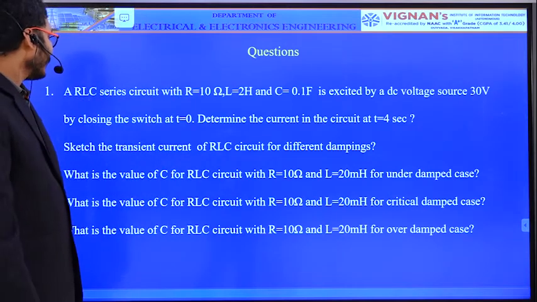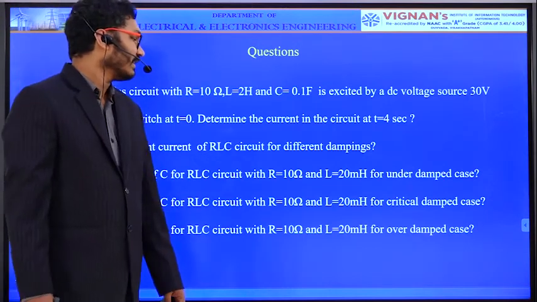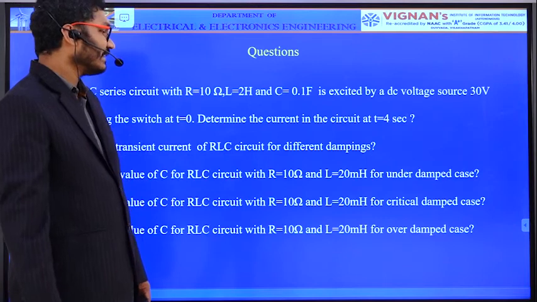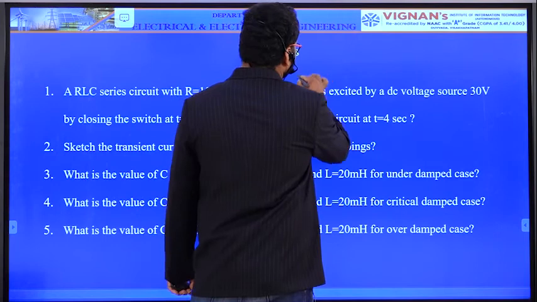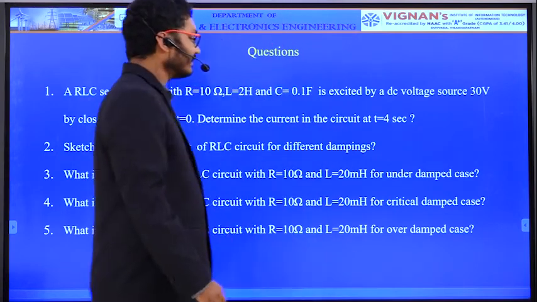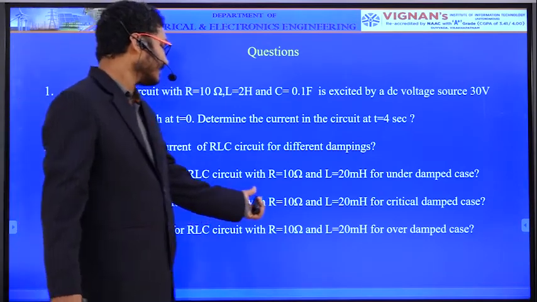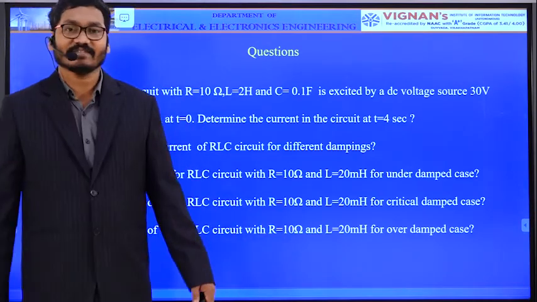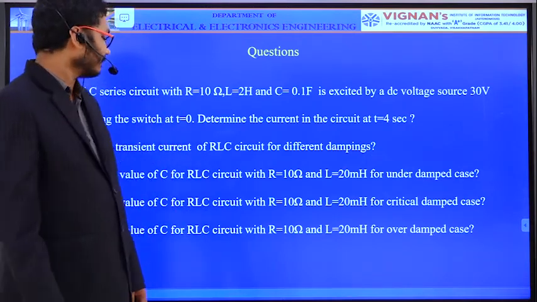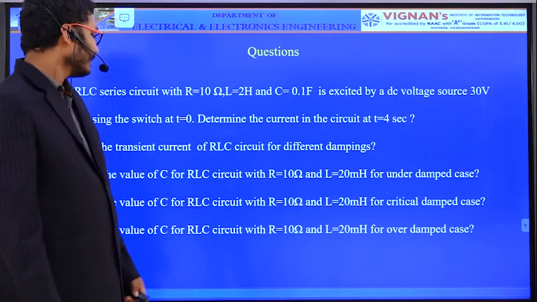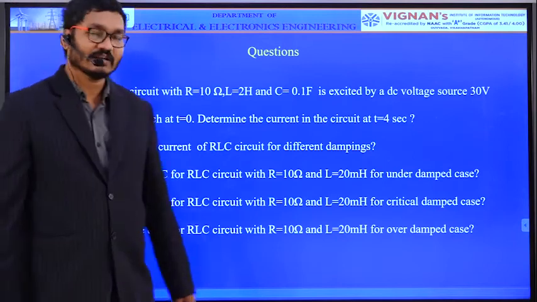What is the value of C for an RLC circuit with R equals 10 ohms and L equals 20 millihenry for the underdamped case? Previously for the underdamped case we got the condition R square less than 4L by C. Just substitute the R and L values, and you will get a range for C. Similarly, find the C value for critical damping, and similarly for over damping.